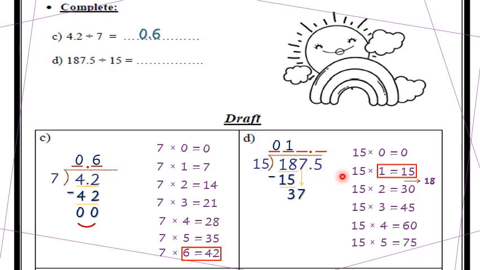Now let's drop down 7. Now it will be 37. 37 divided by 15. Let me check here in the tables. 37 is between 30 and 45. So I will select here the smallest and nearest. So I'm going to write 2 up. 2 multiplied by 15 equals 30. And let's make subtraction. 37 minus 30 equals 7.